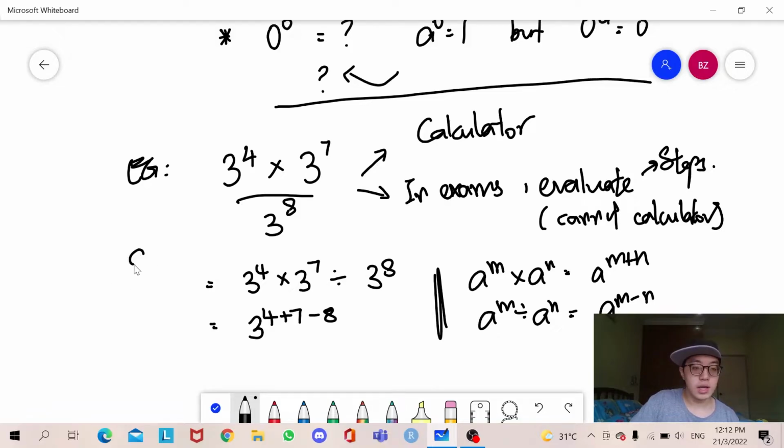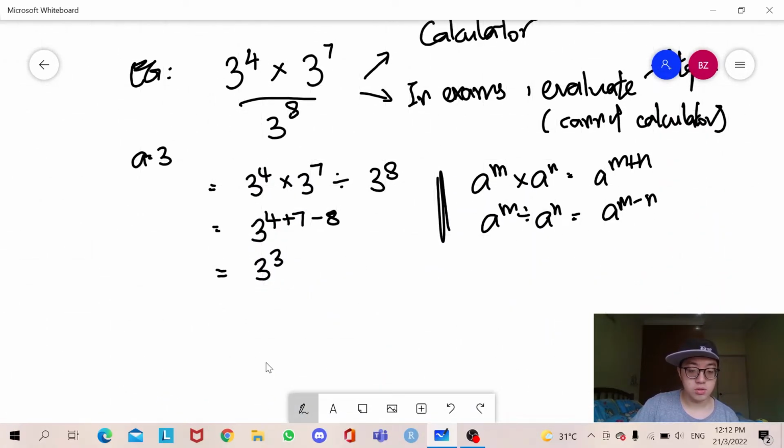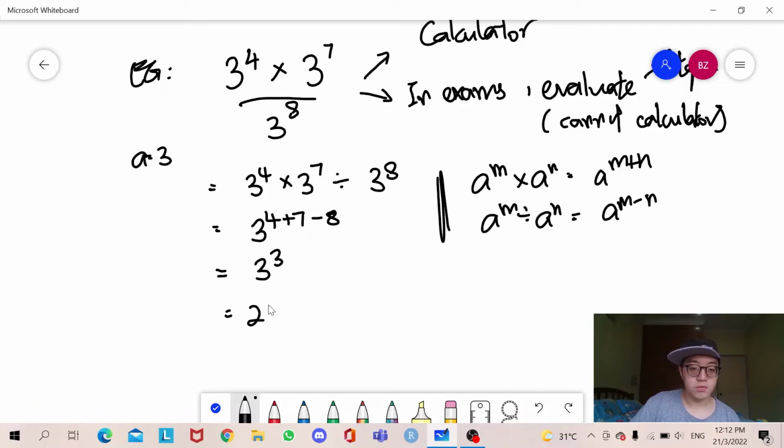So here, a is equal to 3, and you will get all these. You will get 3 to the power of 3, which gives you the final answer of 27. This is a little bit of an example on how to use the rules of indices to solve questions like this.